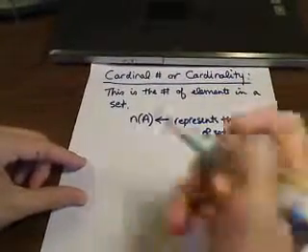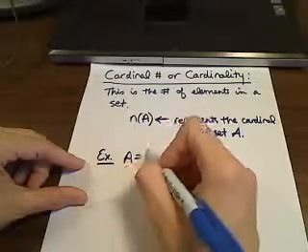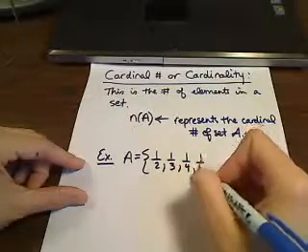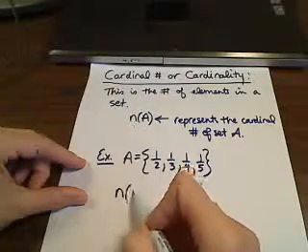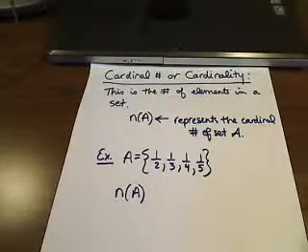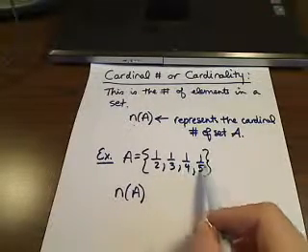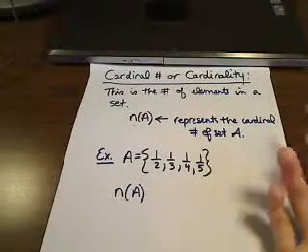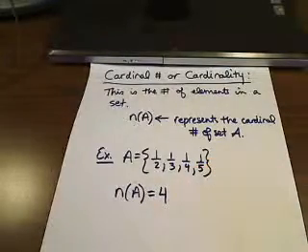Okay, so just to give you an example there, let's say that we have the set A that looks like this: 1/2, 1/3, 1/4, and 1/5. And if I asked you to find n of A here, n of A would be, we have 1, 2, 3, and 4 elements. Doesn't matter what the value of the elements are. I'm just concerned with how many elements I have when I'm looking at cardinality. So n of A here would just be 4 elements in that set. Okay.